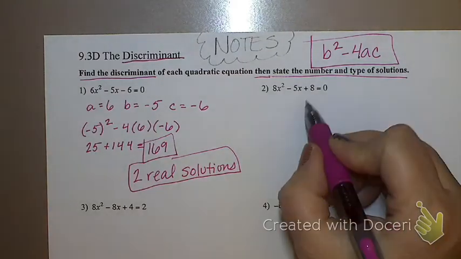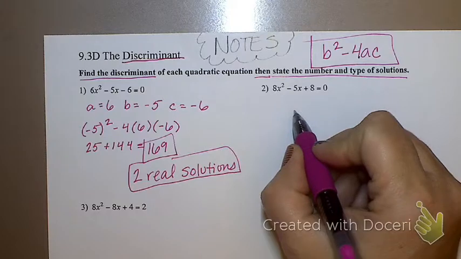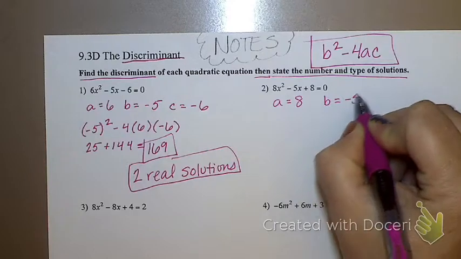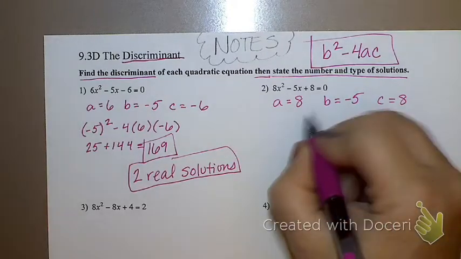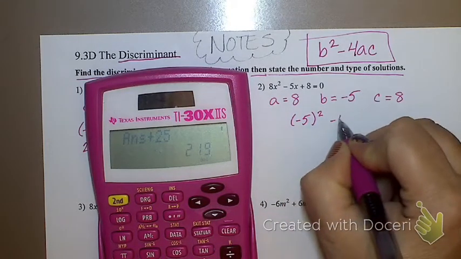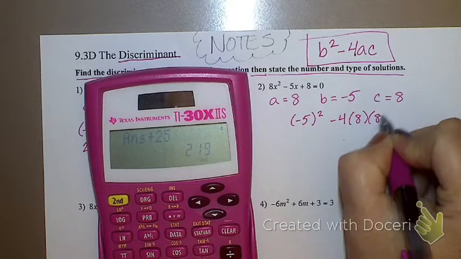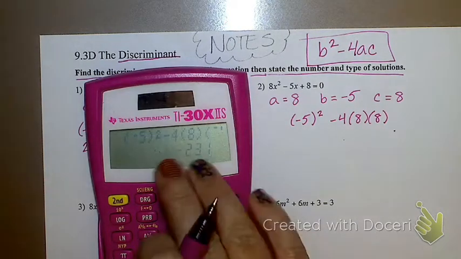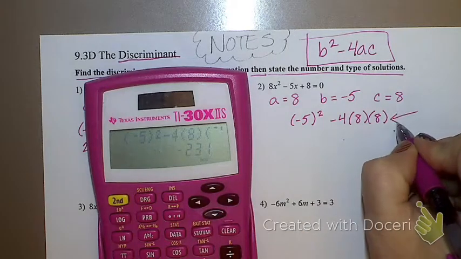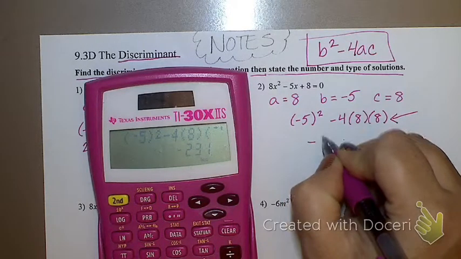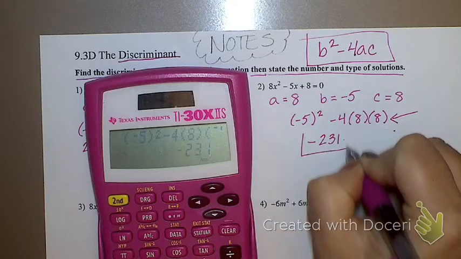All right? How about this one? Is it in standard form? Yes. Okay. What's A? What's B? What's C? All right, let's do b squared. That would be negative 5 squared minus 4 times 8 times 8. Right? Now, if you do it on your calculator, that's fine. At least show me that step right there as a bit of work so that I know you know what you're plugging in there. I get negative 231. That's the value of my discriminant.